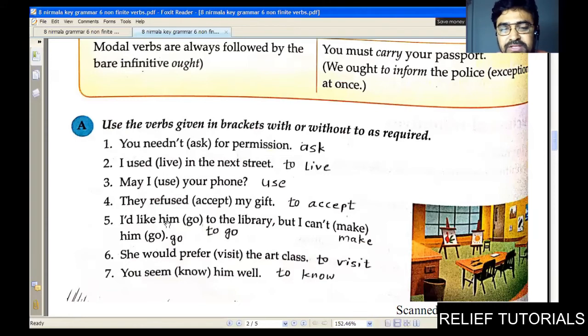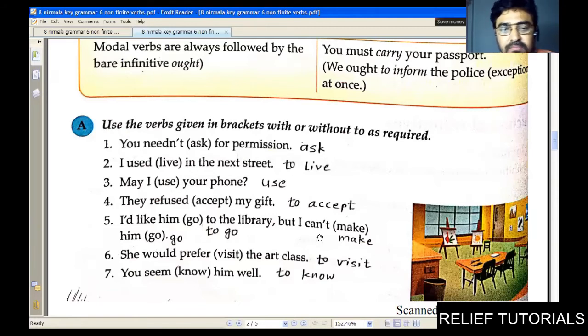So make is a causative verb followed by a bare infinitive. That is not mentioned over there, but causative verb make, and even have. My mother has a servant clean our house. I made him stand outside the class. But again, another causative verb, get, is followed by a full infinitive. I got my teacher to solve the sum for me.